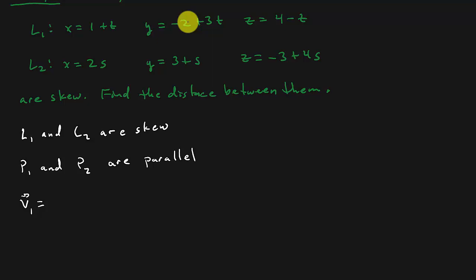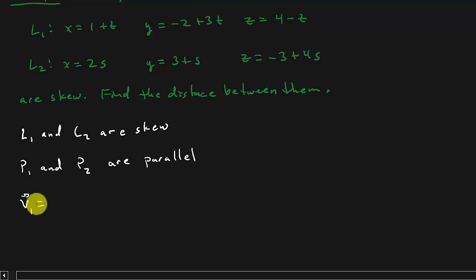And to find the equation of a plane, you need what? You need a point on the plane, and you need what? The normal vector to it. So V1, that vector is parallel to this plane. That's going to be what? The vector 1, 3, negative 1, right? Isn't this A, B, and C? And that's V1. Now V2, that's going to be the vector parallel to this plane. And that's going to be the vector 2, 1, 4.